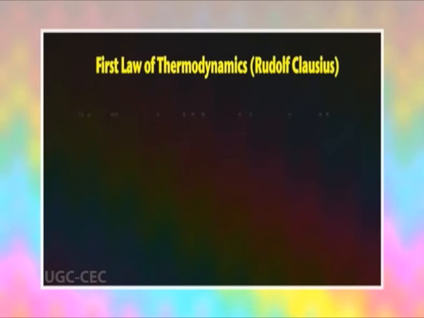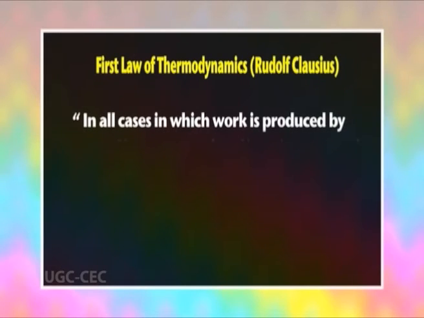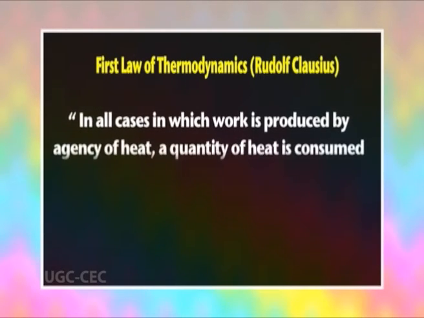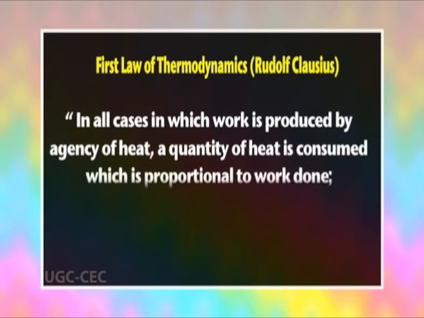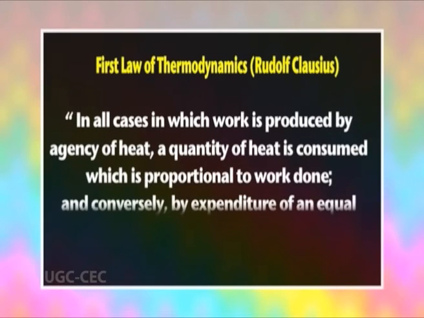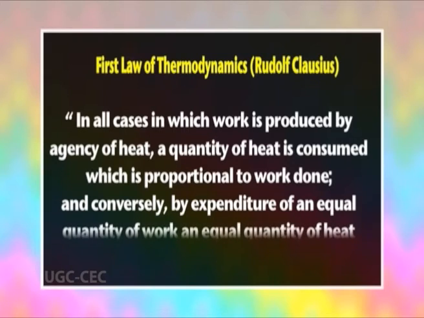The first explicit statement of the first law of thermodynamics by Rudolf Clausius in 1850 referred to cyclic thermodynamic processes. That is, in all cases in which work is produced by the agency of heat, a quantity of heat is consumed which is proportional to the work done, and conversely, by the expenditure of an equal quantity of work, an equal quantity of heat is produced.